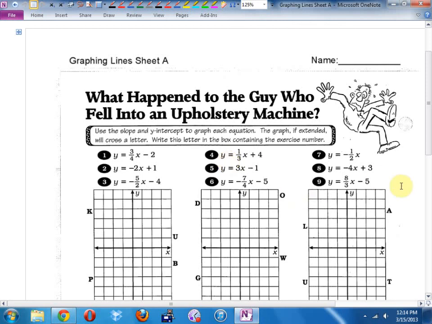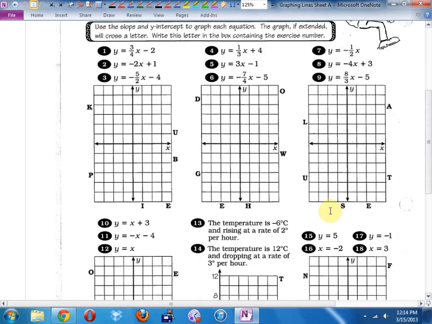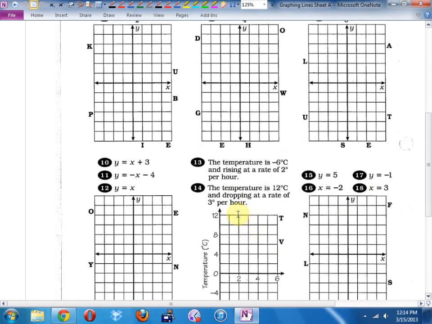Graph them. You'll find they go through letter. Ideally, because they're in slope-intercept form, they should go pretty quick. You'll notice there are a couple in the bottom right corner where you're missing a letter. These will be vertical or horizontal. You got a couple of word problems to think about.